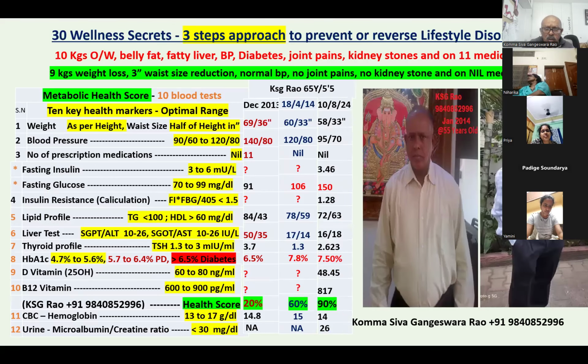See, from 20%, I used to have a health score of 20%, now 90%. Still, I'm not able to get out of my diabetes because I delayed it. For years together, I had abused my body. But without medication, I'm able to manage it.